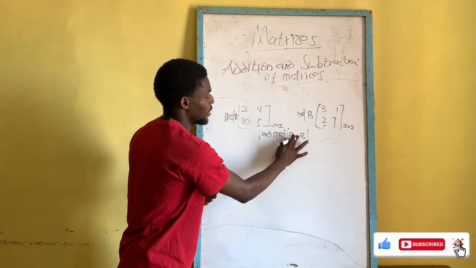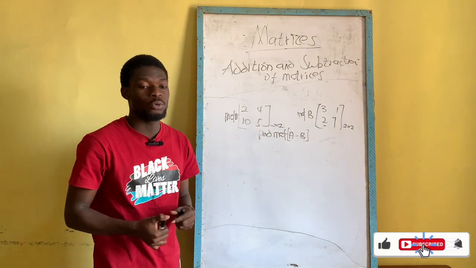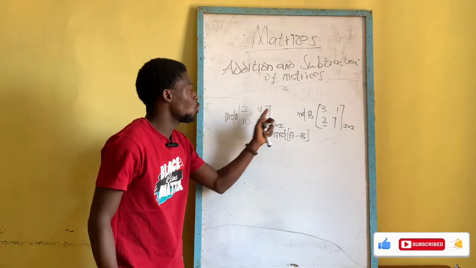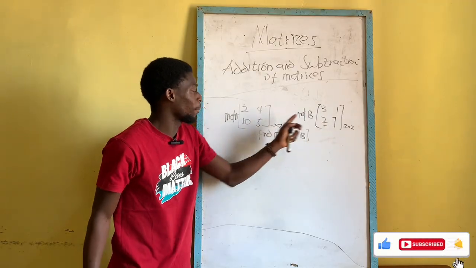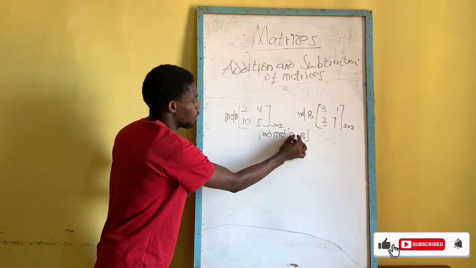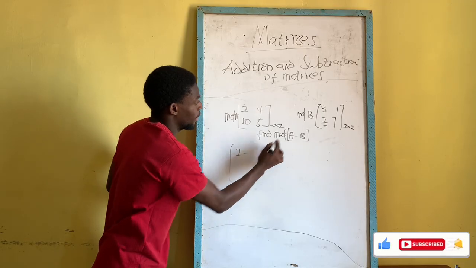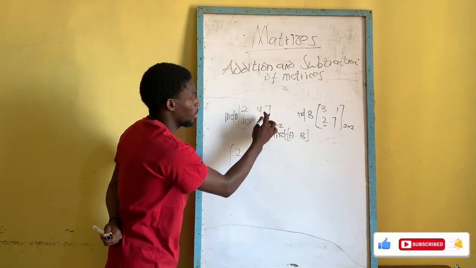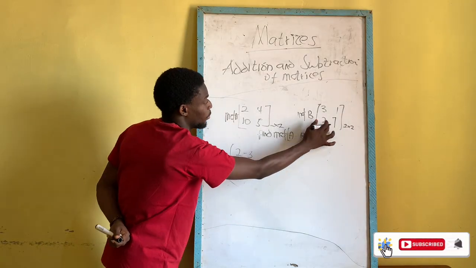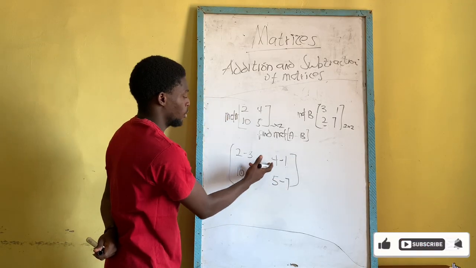So let's change this one, the operation sign, to minus. It goes by the same approach as the first one, where we are going to add or subtract their corresponding elements. 2 corresponds to 3, 4 corresponds to 1, 10 corresponds to 2, then 5 corresponds to 7. So for our subtraction, we have 2 minus the corresponding element, which is 3, then 4 minus its corresponding element, which is 1. We have 10 minus 2, then 5 minus 7. Now you do your subtraction.